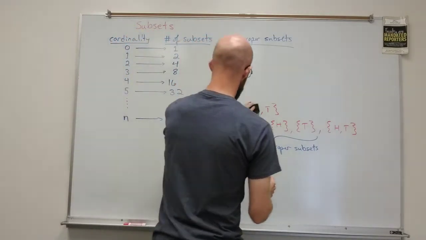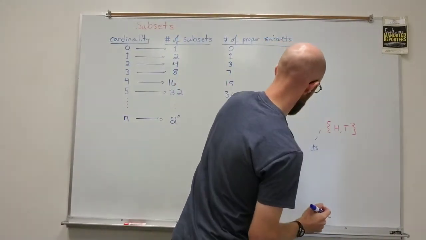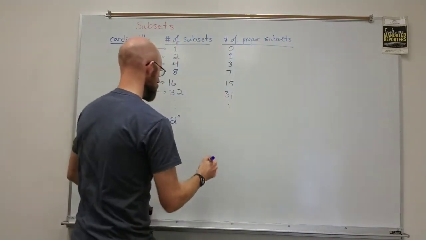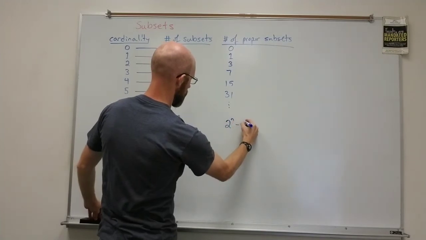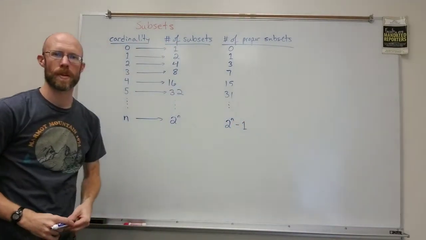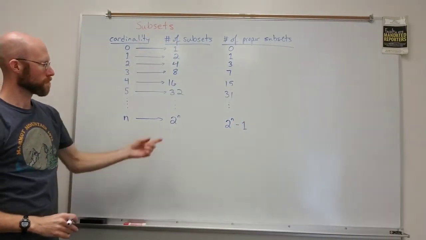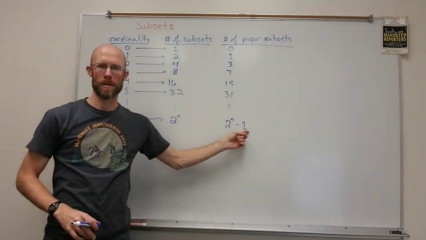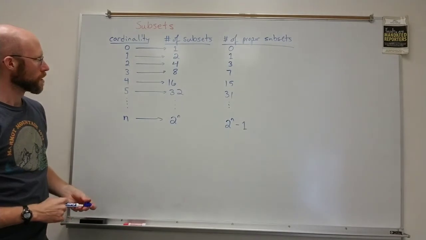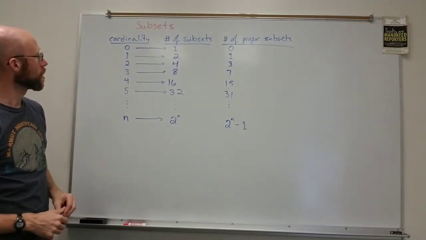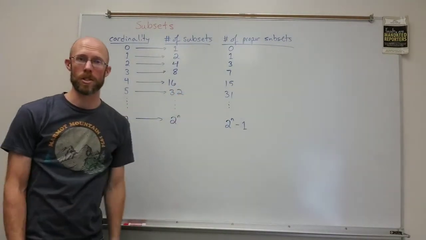And all the way down, no matter what your cardinality is, the number of proper subsets will be 2 to the n minus 1. Okay. So this number minus the 1 equivalent set. Just a cool relationship there.